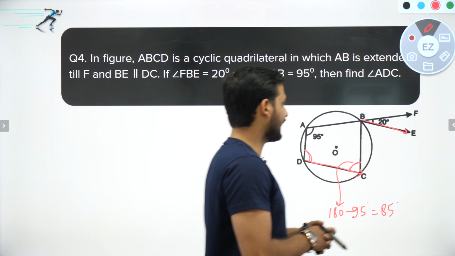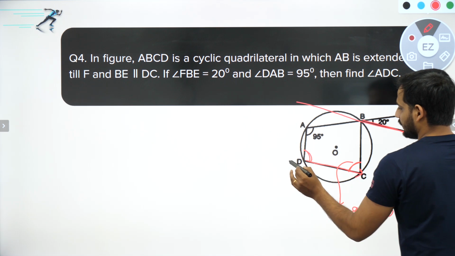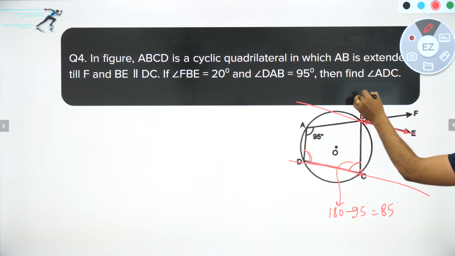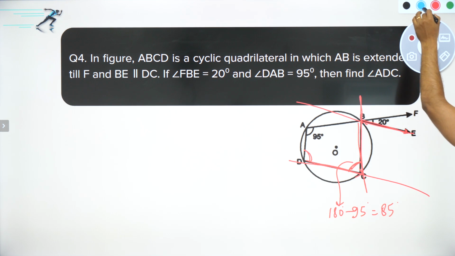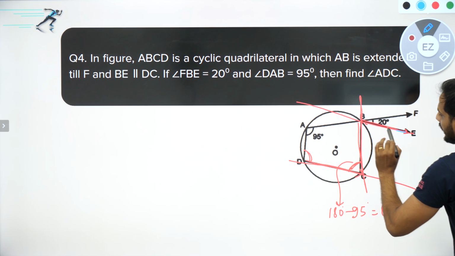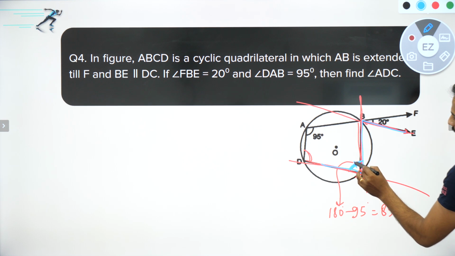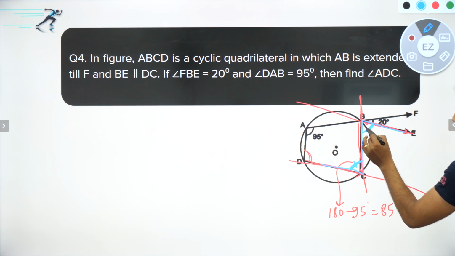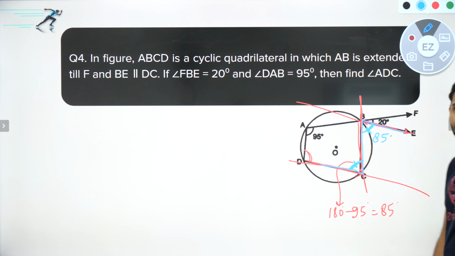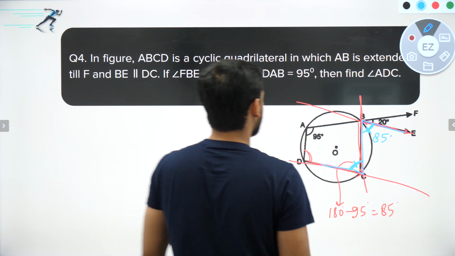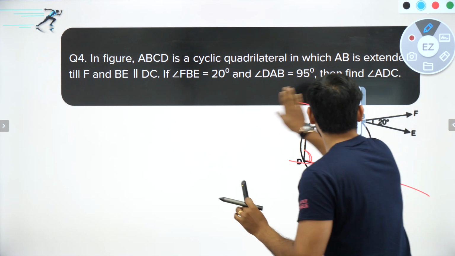Now let's move ahead. Second thing we know, bachcho, is that BE is parallel to DC. These two lines are parallel and this is a transversal line. Correct? So if this angle is 85 degrees, by interior alternate angles, see the Z formation, this angle will also be 85 degrees. So I have got this part also as 85 degrees. Right? Now let's move further. So what have we got till now? The diagram I have explained properly.